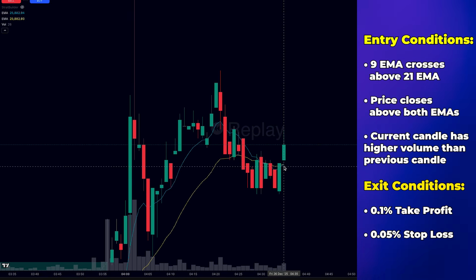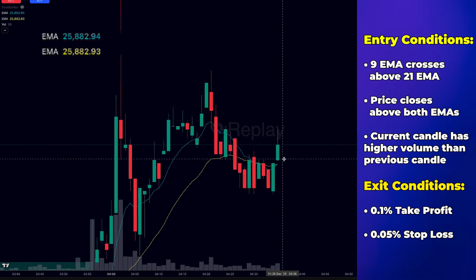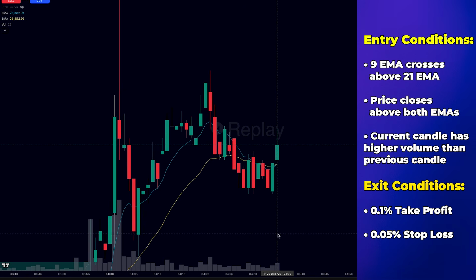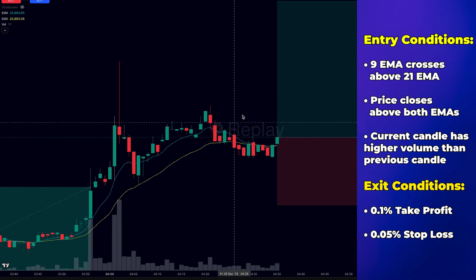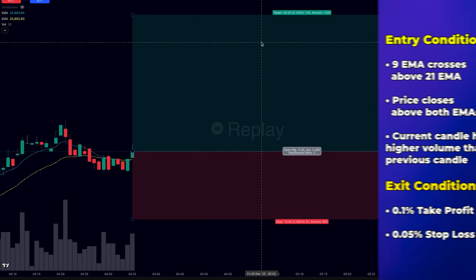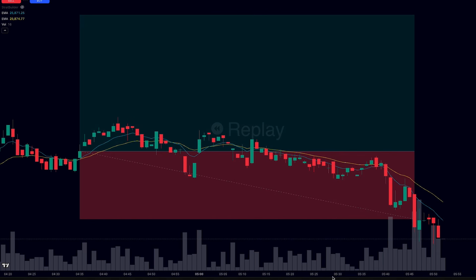We then get another example right here. If I look at the numbers on the top left, I will see that the 9 EMA has officially crossed over the 21 EMA on this exact candle. The candle has closed above both EMAs and volume is higher than it was in the previous candle. So that is an entry. We set our stop loss to 0.05%, our take profit to 0.1%, and then we let it play out and see what happens. And that is a loss.